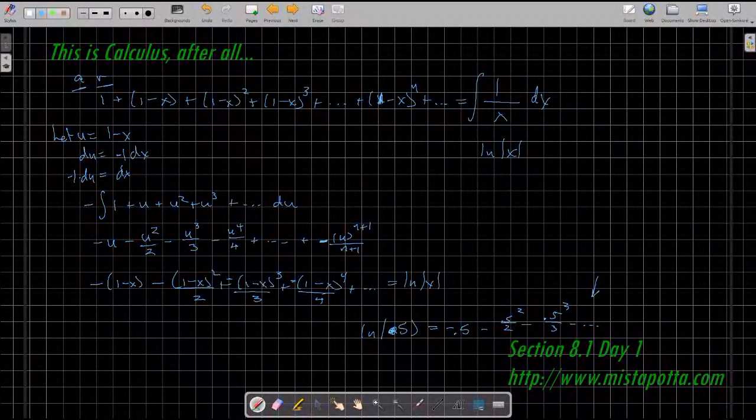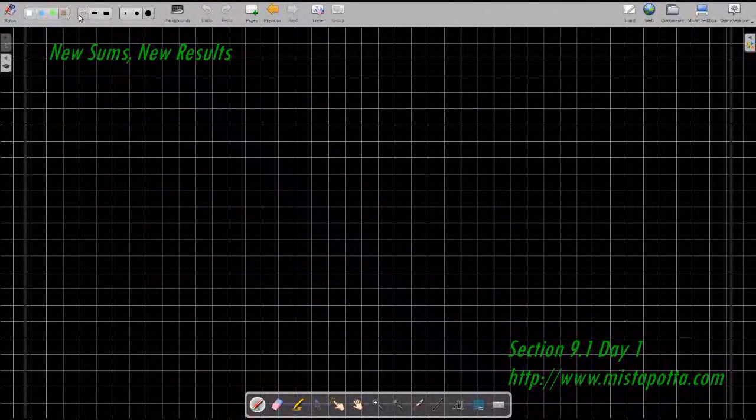But that's not the only place that this is useful. I know from calculus that the integral of 1 over 1 plus x squared dx is tan inverse of x. So if I can find some way to manipulate my series so it looks like this, I should have some really interesting results. So what I'm looking for is I want 1 over 1 minus r to be equal to 1 over 1 plus x squared. And so my r really ends up being negative x squared.